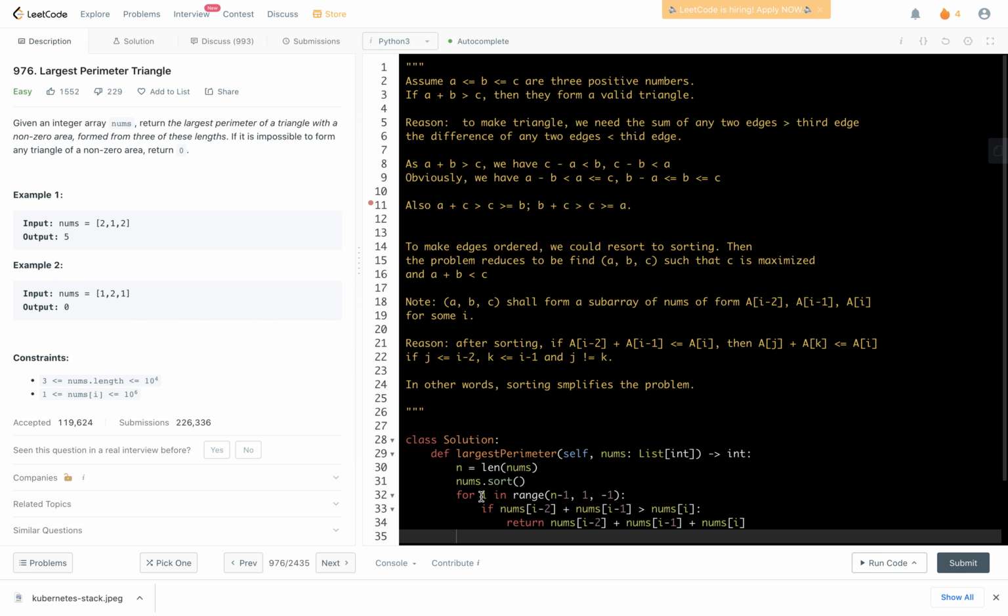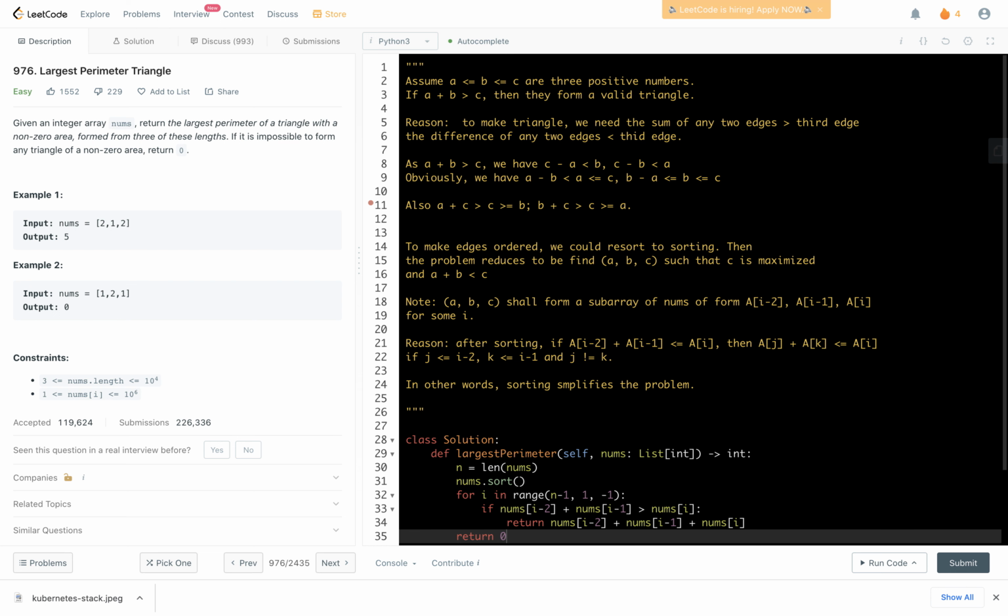Because we write this kind of for loop, we are paying special attention to the last number, which is nums[i]. We don't need to consider smaller ones, like i minus 3 or minus 4. The reason is that we want to maximize. If this condition is not satisfied, then using a smaller one further does not satisfy it. If after this for loop nothing is returned, we return 0. It means no valid triangle can be formed.